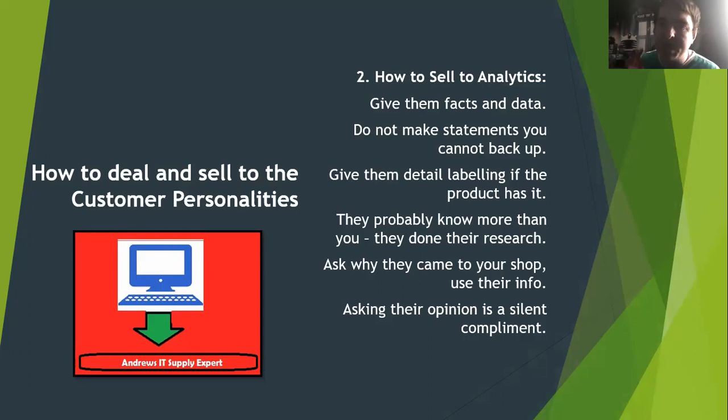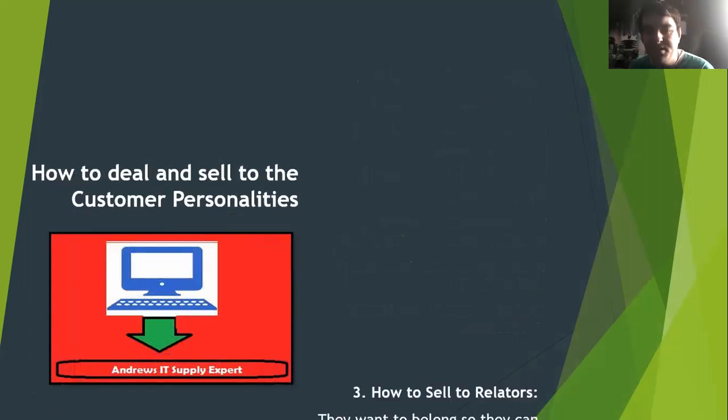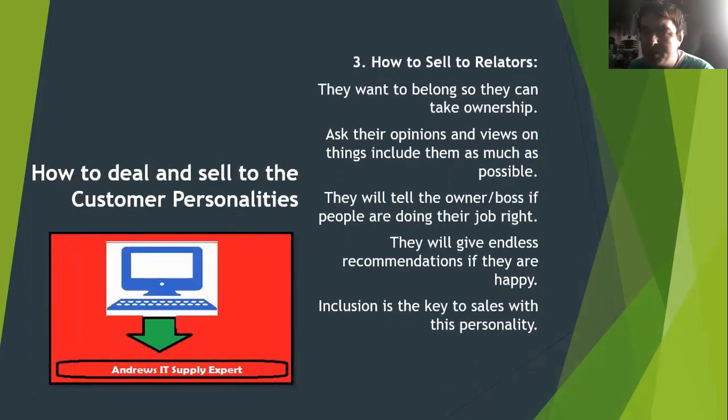Okay, so that's the second customer personality and how to sell to analytics. Next slide will be how to sell to relators. They want to belong, so they can take ownership. Ask their opinions and views on things, and include them as much as possible.